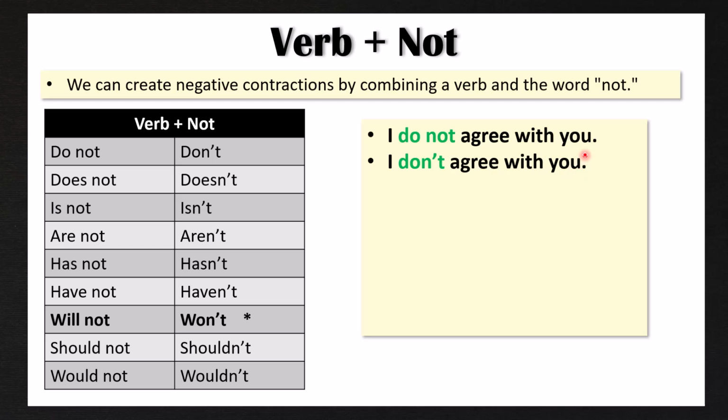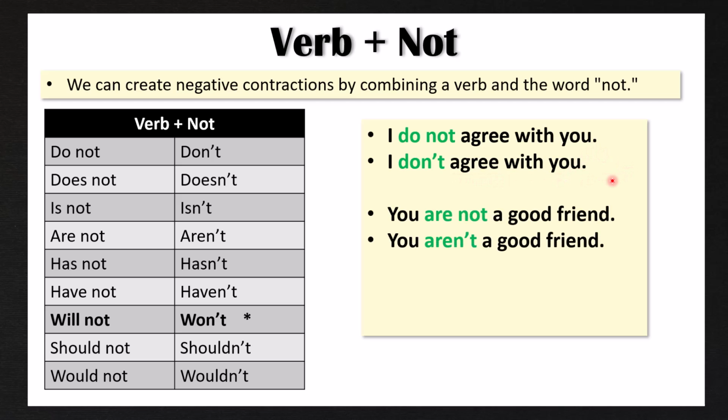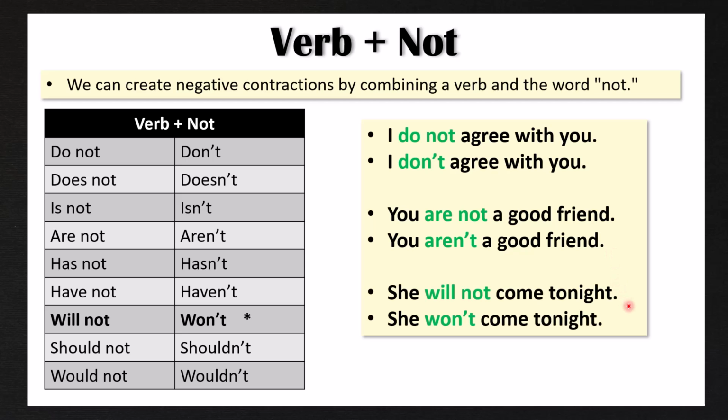I do not agree with you, or I don't agree with you. You are not a good friend, or you aren't a good friend. She will not come tonight, or she won't come tonight. Never write willn't. Willn't is not a word.